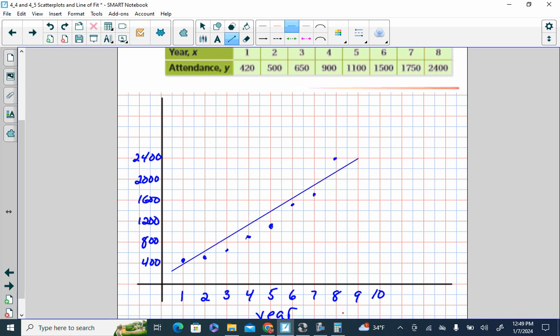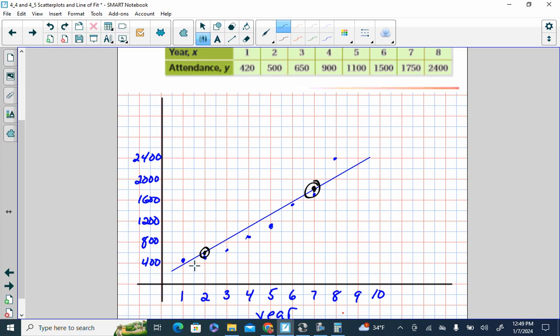Now we're looking for 2 points on the line. I'm adjusting my line to see if I can make it work. I like that line. And then I'm going to use 2 points on that line. I'm going to use the 2 and 600, because that point's right on the line. And then I got this point right on the line. You could use any point on the line, but those 2 points look pretty good.